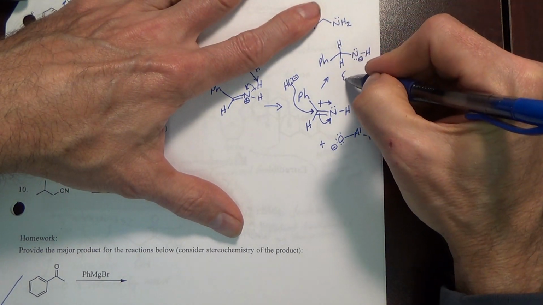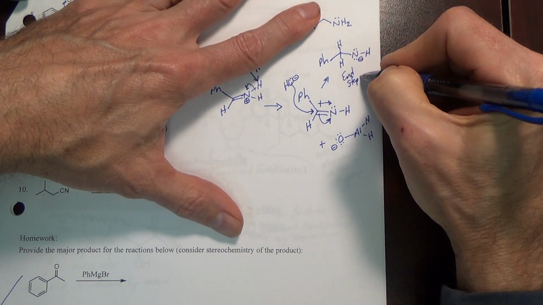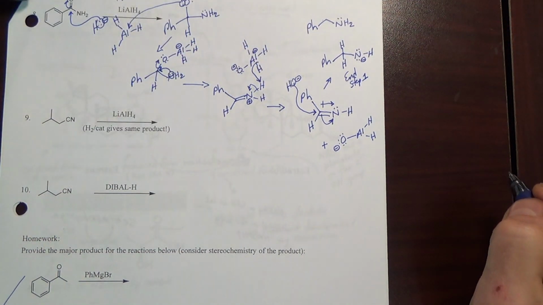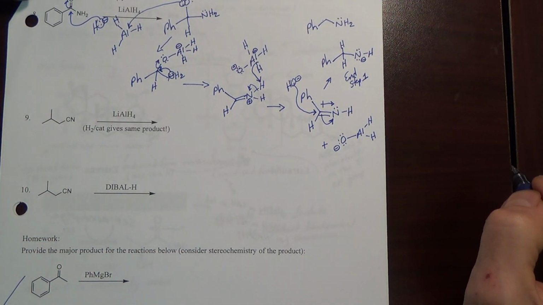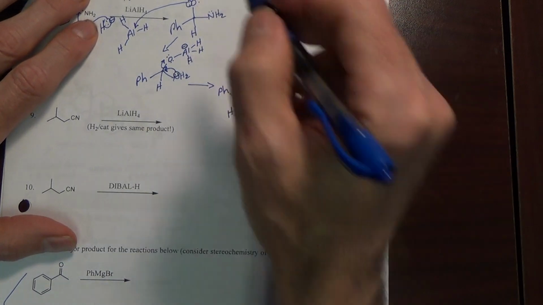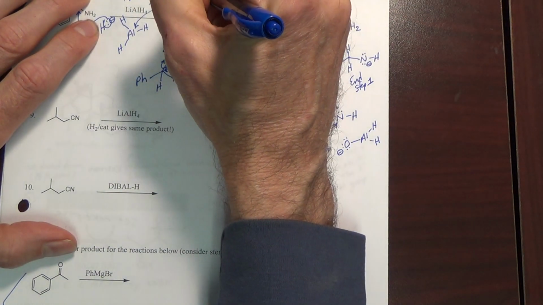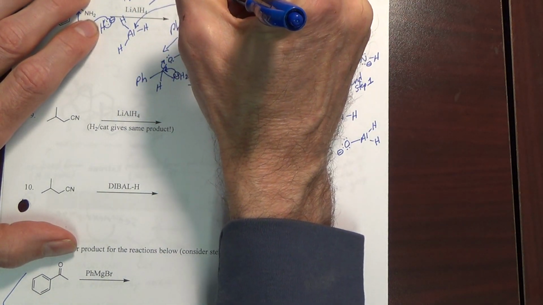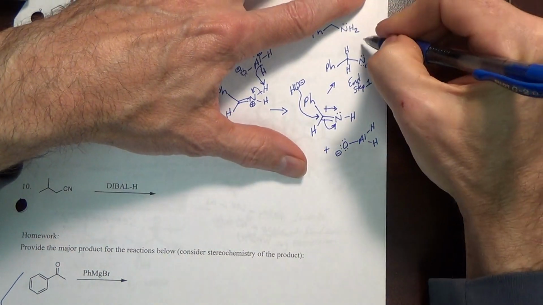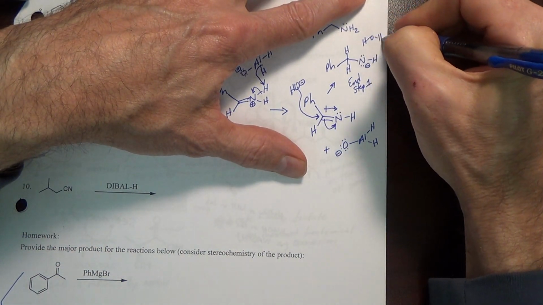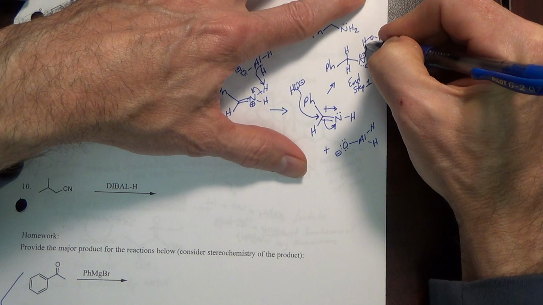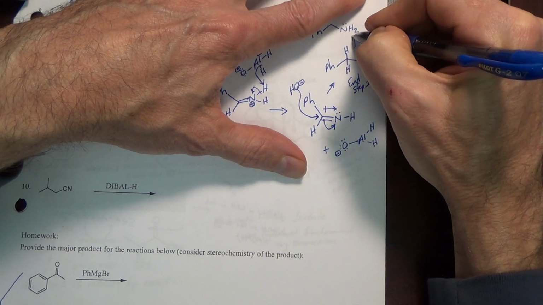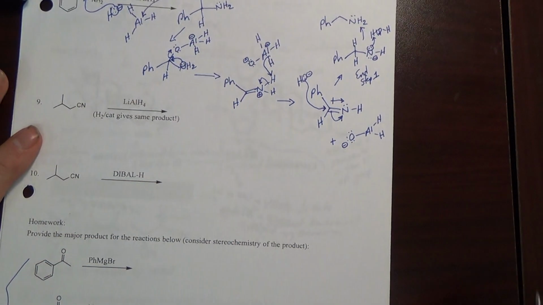All right, this is step 1. We need an H2O workup. If we throw in some H2O, this can take an H, and we get our final product.